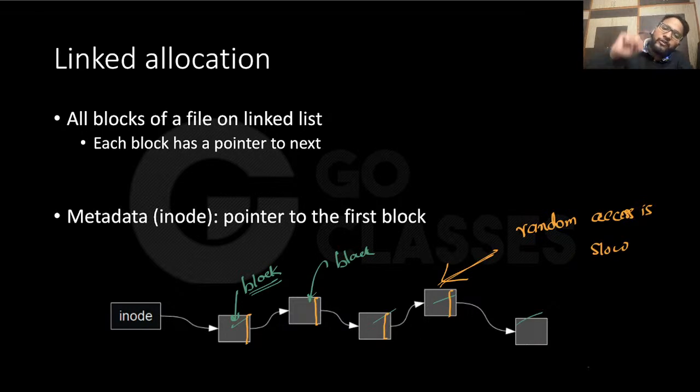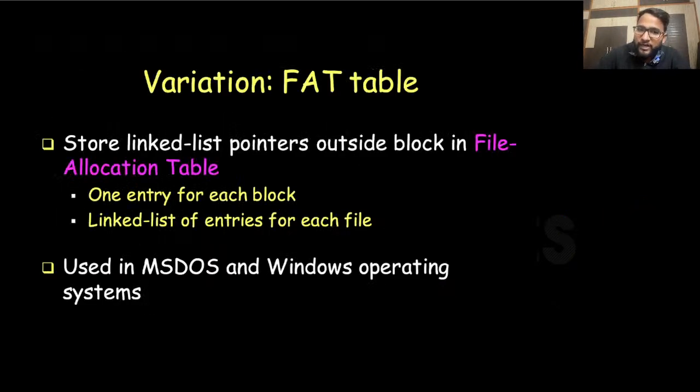Now I have one variation of it which is called the FAT variation, okay? It is a short form of file allocation table. It is also used in MS-DOS and very early Windows operating systems, and maybe some of the ideas are taken in the latest Windows operating system also. Although the latest Windows operating systems are using NTFS, the new technology file system, some of the ideas are taken from FAT also.